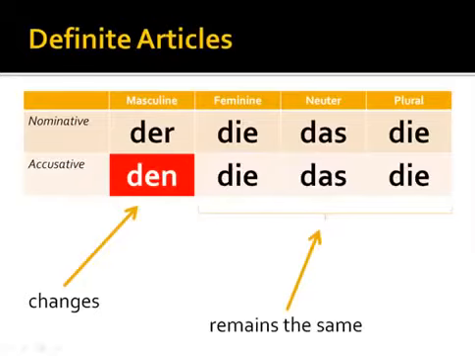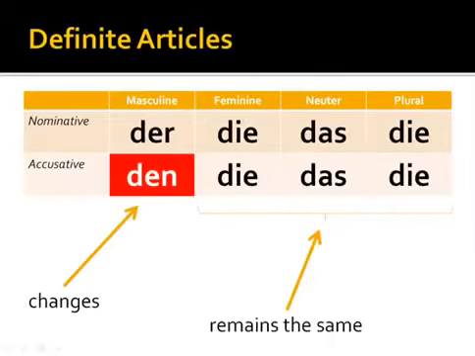So we can choose the appropriate definite article based on our knowledge of whether the noun that the definite article modifies is masculine, feminine, neuter, or plural, and whether this noun is in a nominative or accusative environment.